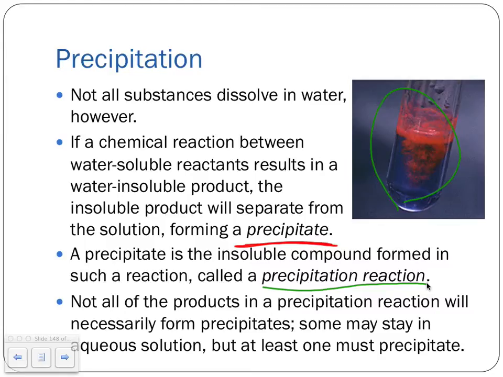It also is, of course, possible that you could have a reaction that produces two products, both of which are insoluble and both of which precipitate out of the reaction. So it could be both, but if there's at least one precipitate that occurs, then we do consider it to be a precipitation reaction.